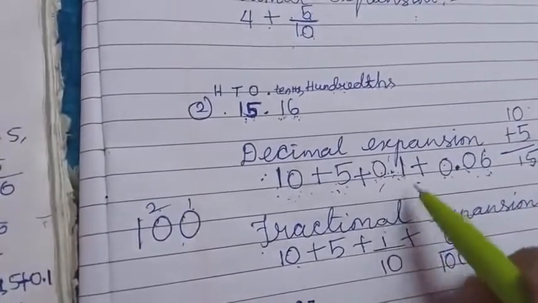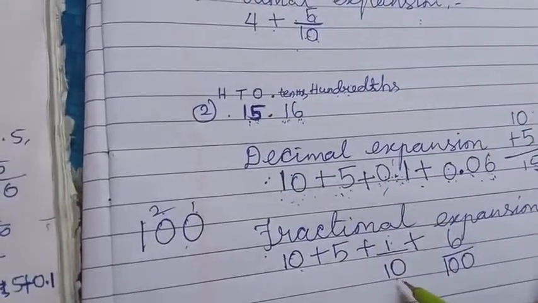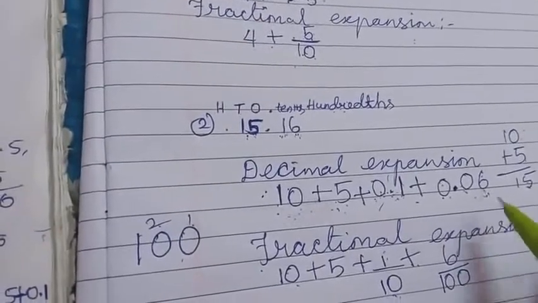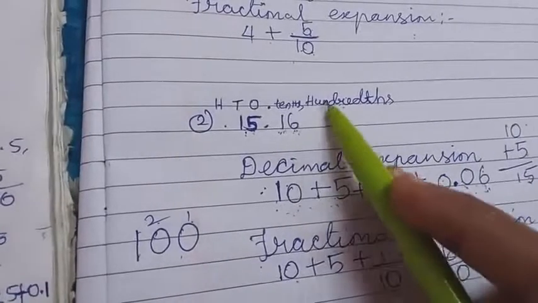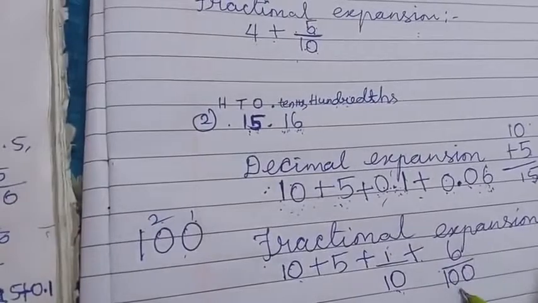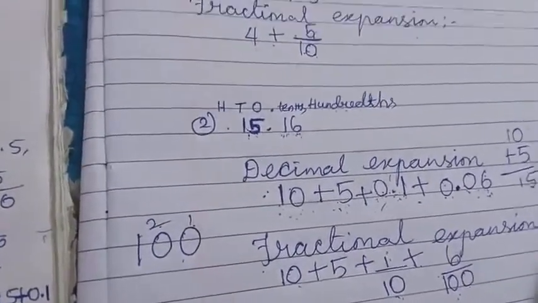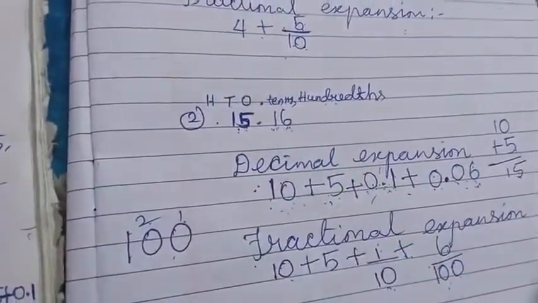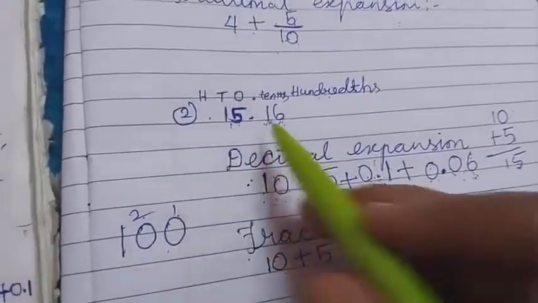The value number is 1, but it comes under tenths place. So write denominator 10, 1 by 10 plus, write the value number 6, and then the 6 comes in hundredths place, I told you. So below write 100, 6 by 100. Numerator 6, denominator 100. This is the fractional expansion for this given number. Got it, students?